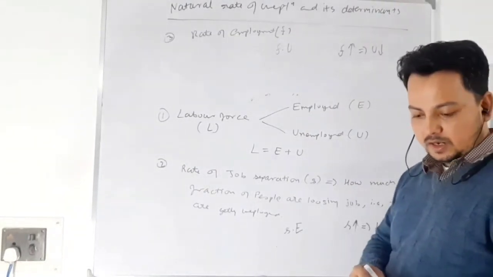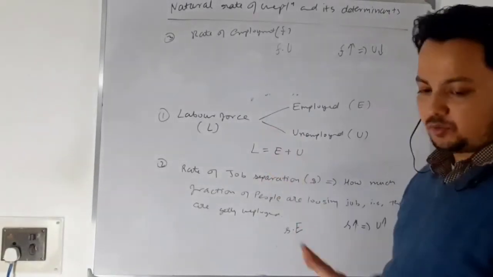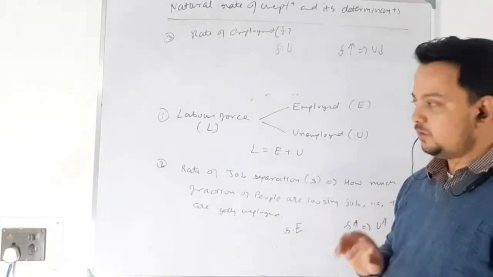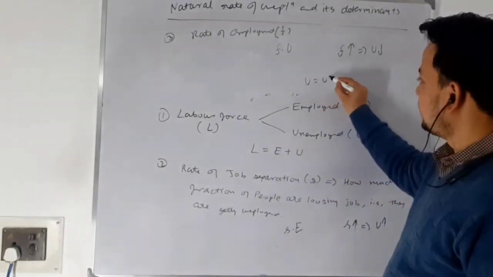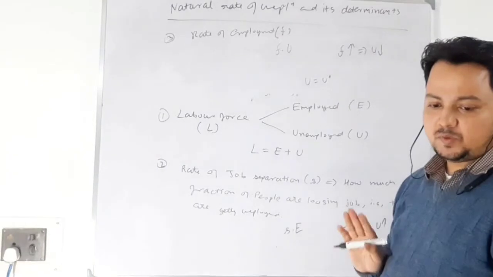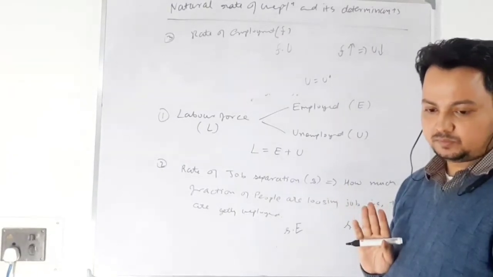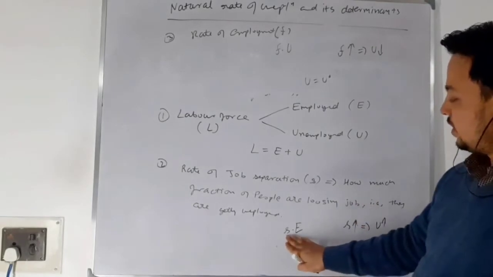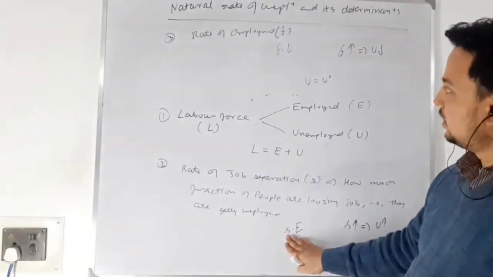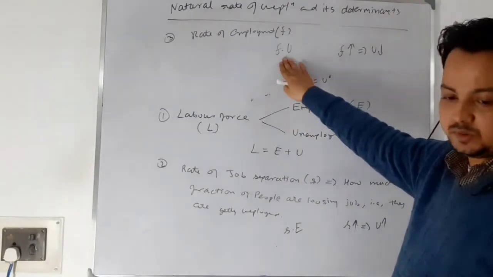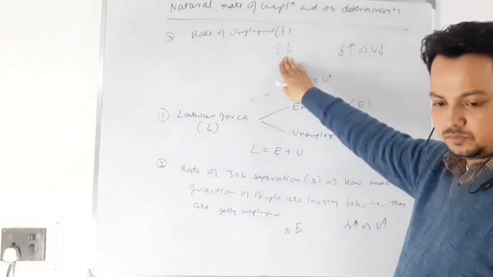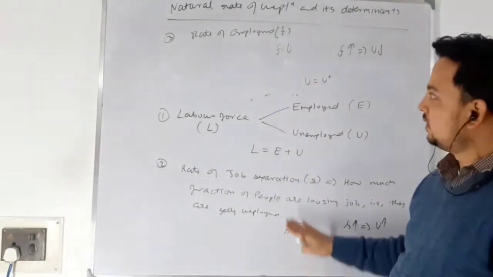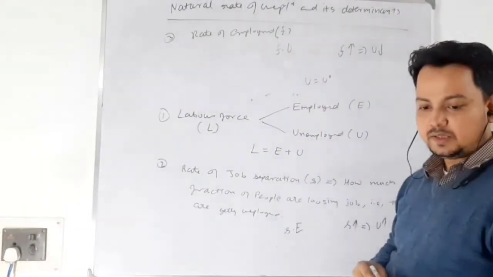If you remember, I talked previously about when the actual rate of unemployment will be equal to the natural rate of unemployment, U equal to U star. What will we have? We will have a steady rate of unemployment, and for a steady rate of unemployment, the fraction of people losing a job must be equal to the fraction of people getting a job. Yes or no?